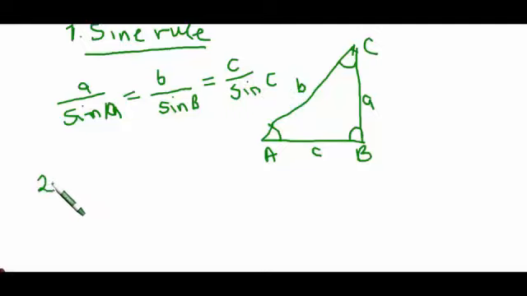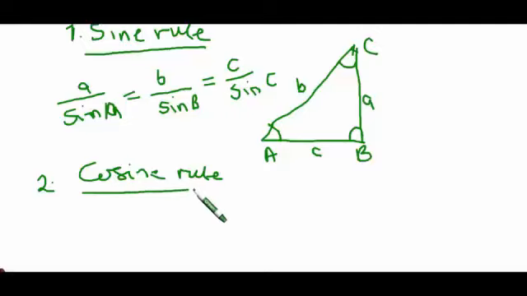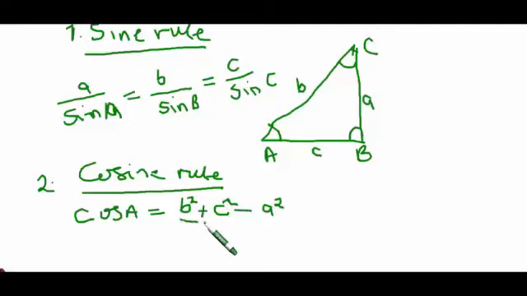The second rule is the cosine rule, which is saying that for each angle here we have a cos. So cosine of A is going to be the two sides that form the A: b squared plus c squared minus a squared, all over 2 times b times c.